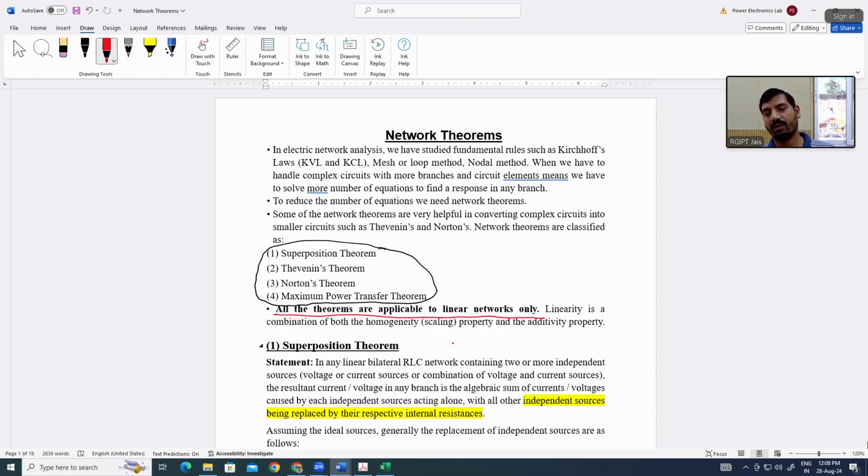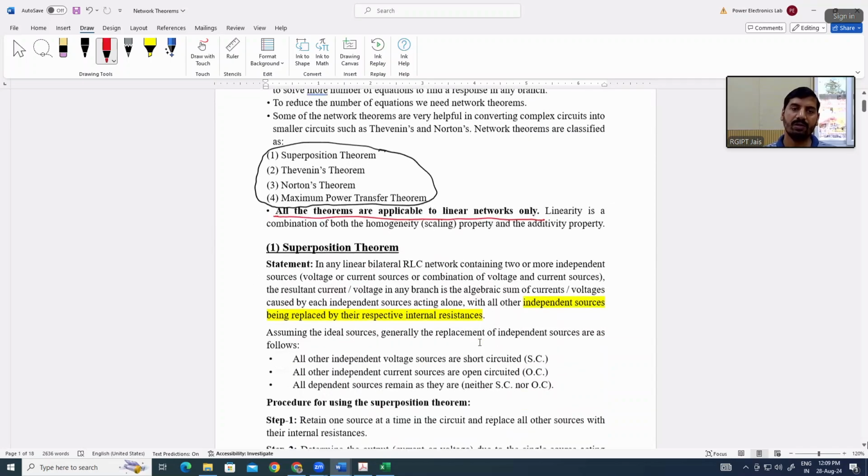Nonlinear elements are the diode and transistor, as I told earlier. The circuit where diodes and transistors are there and current is flowing through them is a nonlinear network. In nonlinear networks, these theorems are not applicable. So first we will see the superposition theorem.